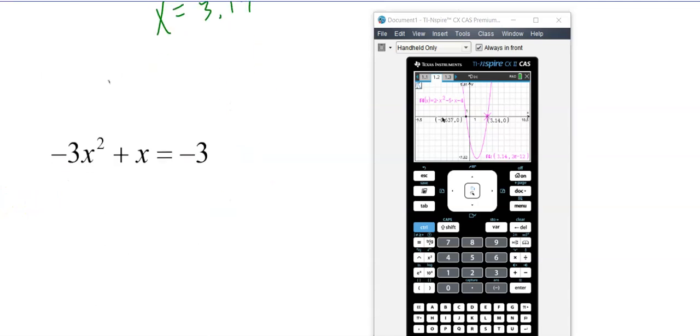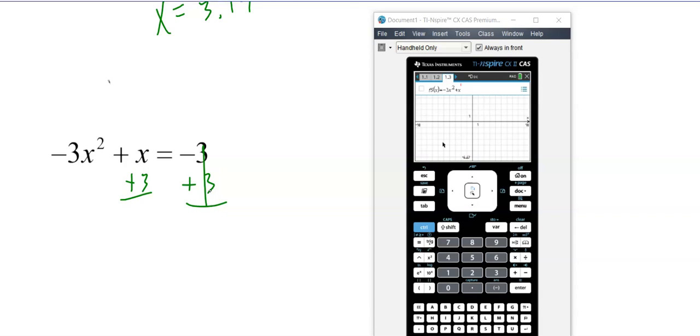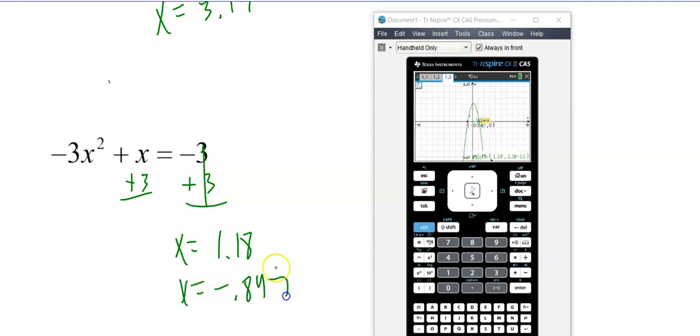Let's do one more. Make sure you're getting it. So new calculator screen, home, hit the graph icon, tab if you have to, negative 3x squared plus x. I guess I need to add 3 to both sides to set that equal to 0. So I'm going to say plus 3. Okay. And it looks like it crosses a couple times there. If you want to, hit menu 5.1, go left. Looks like negative 0.847 and 1.18. So 1.18 is x and negative 0.847 is x. So there's two solutions. And you want to write it in that form, and you got it.